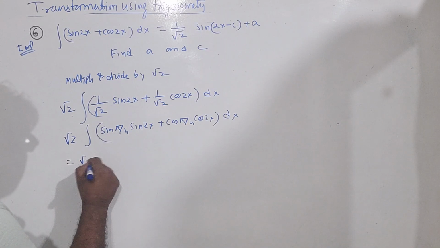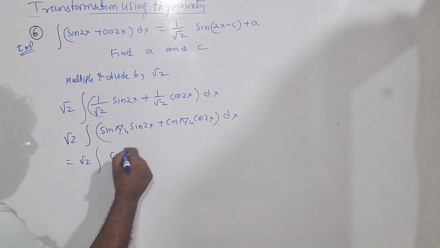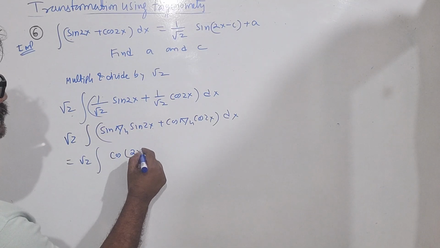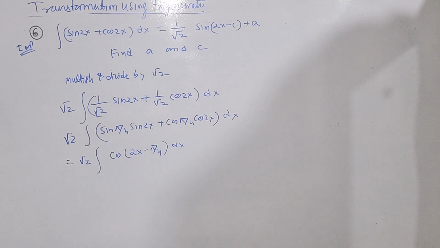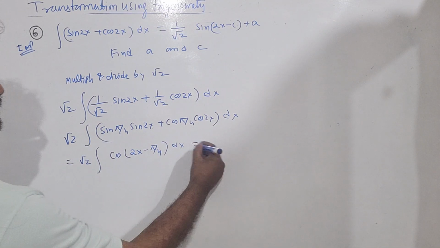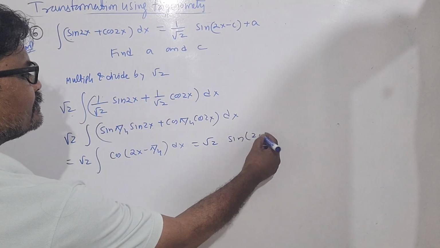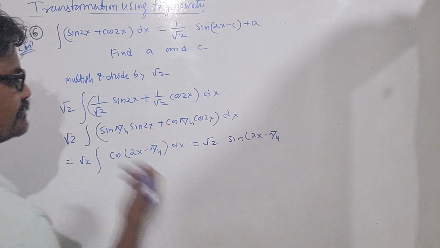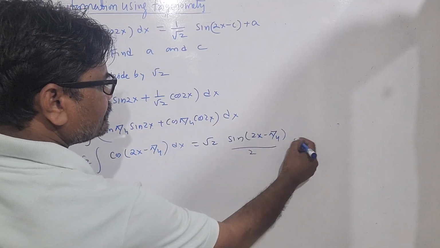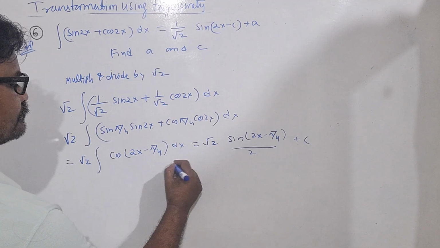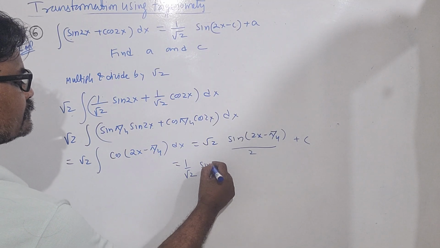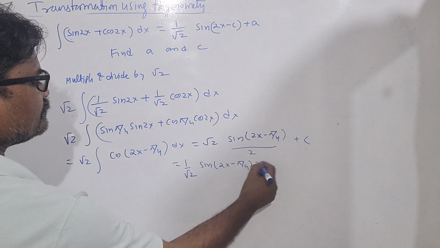So this is root 2 cos of (2x minus pi by 4) dx, correct? cos 2x cos pi by 4, minus means in the middle it becomes plus, sin 2x sin pi by 4. Got it? Now this integration is root 2 sin of (2x minus pi by 4), divided by 2, plus c. Dividing by the coefficient of x, this becomes 1 by root 2 sin(2x minus pi by 4) plus c.